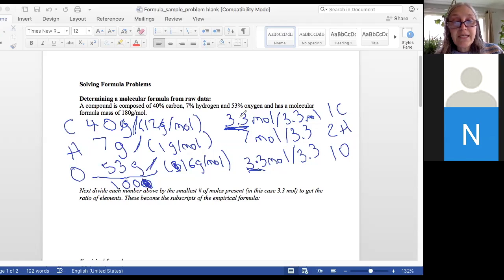So this is what this is telling us. It's 3.3 to 7 to 3.3 is the same as 1 to 2 to 1. So that's what you're figuring out when you do this part of this problem. So then we just write down from this information the empirical formula, which is C, and there's just 1, so we don't have to write the 1. And then we have H2 and then 1 O. So that is the empirical formula for this.